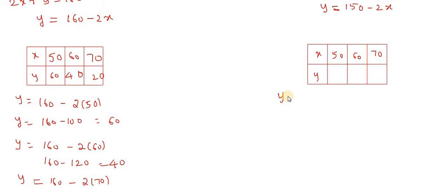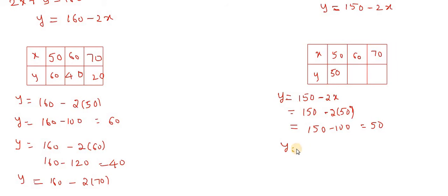Here y is equal to 150 minus 2x. So give the values: 150 minus 2 into x. The x value is 50, so 150 minus 100 is equal to 50. So 50 comma 50.